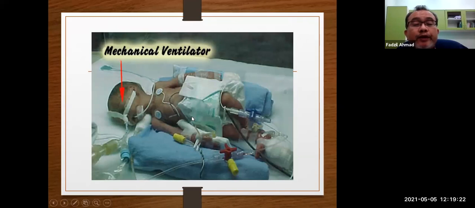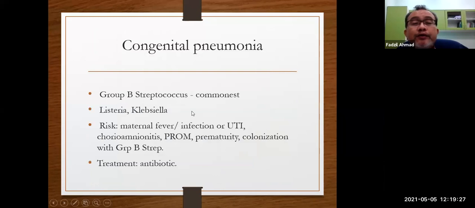This one is probably a 24 or 25 week baby. The other one is congenital pneumonia. By definition, you all know already, congenital pneumonia. The most common cause is group B streptococcus, but other bacteria can be involved, such as Listeria and Klebsiella. The risk factors are maternal fever or maternal infection, especially UTI, chorioamnionitis, premature rupture of membrane, prematurity, and colonization of the delivery tract by group B strep.